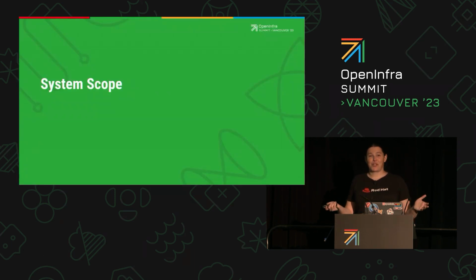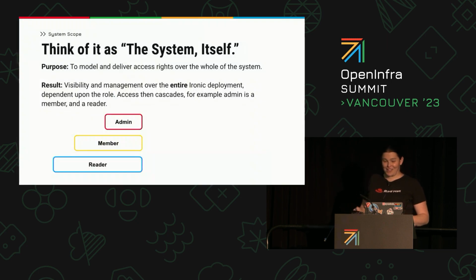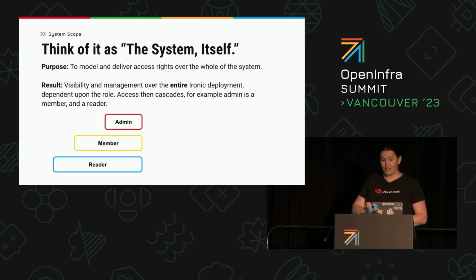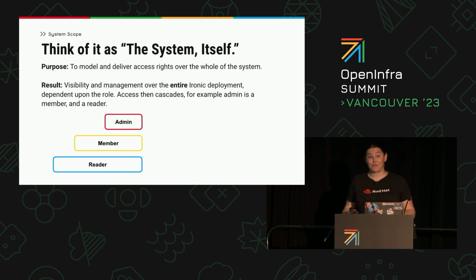But system scope. How many people here have heard of system scope? Awesome. So long story short, the original idea for system scope was to think of the system as itself. The idea was that an operator would have the visibility and ability to manage the entire system through this role without context of a single project. For Ironic, this makes lots of sense because Ironic was an admin-only project previously. There were no other users or consumers of the API.